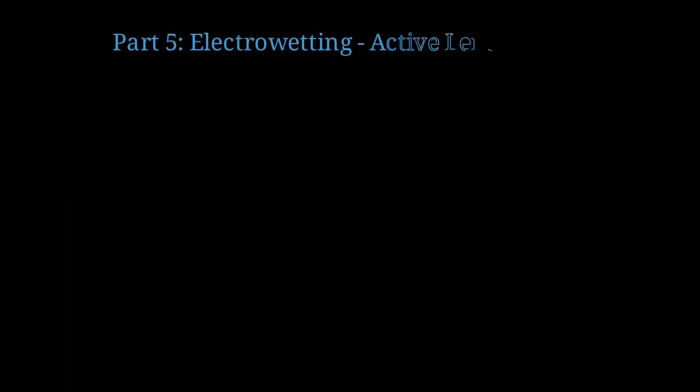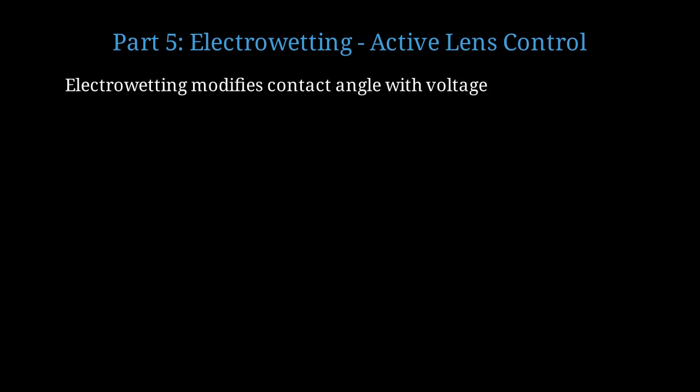Now we arrive at the revolutionary technology, electrowetting. This allows us to electrically tune droplet shape and thus focal length dynamically. Electrowetting on dielectric, or EWOD, uses electric fields to modify the apparent surface tension, changing the contact angle reversibly. The Lippmann-Young equation describes this. Cosine theta at voltage V equals cosine theta 0 plus epsilon 0 epsilon r divided by 2 gamma d times V squared.